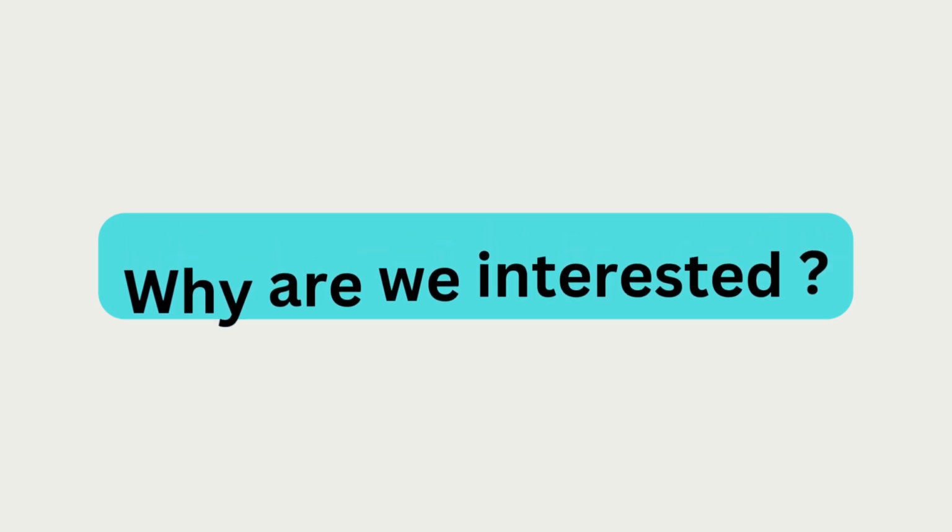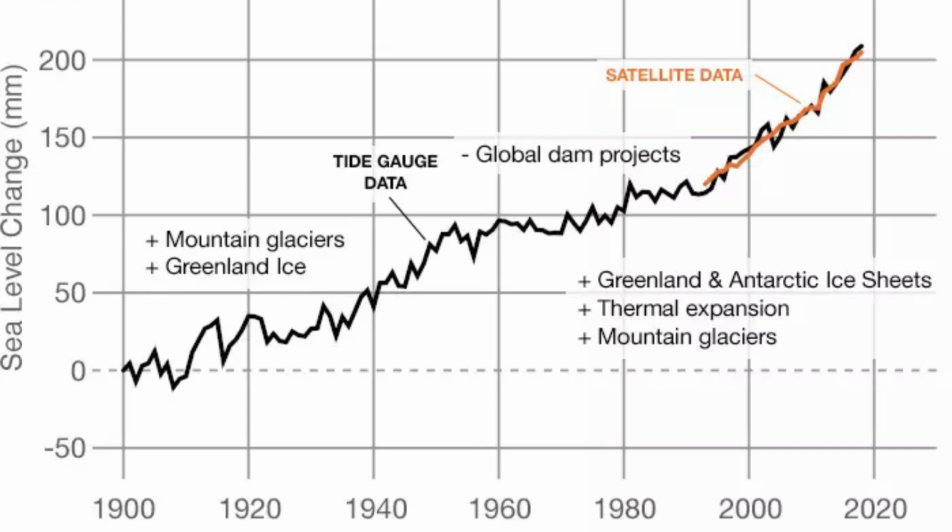So, why are we interested in this? From coastal tide gauge and satellite data, this graph shows how much sea level has changed from about 1900 to 2018. Items with pluses are factors that cause global sea level to increase, while minuses are what cause sea level to decrease. These items are displayed at the time they were affecting sea level, and some of these items we'll be looking at today.